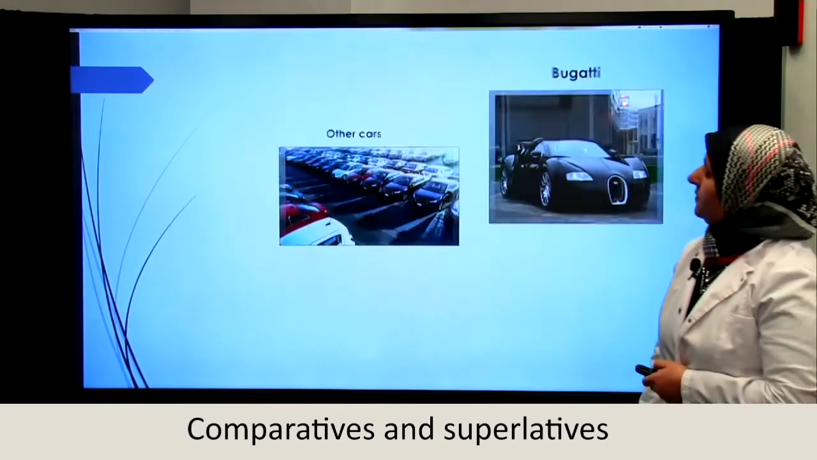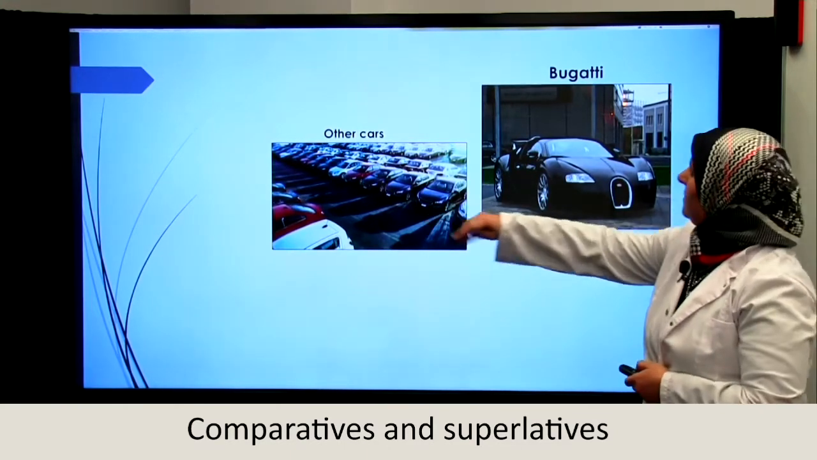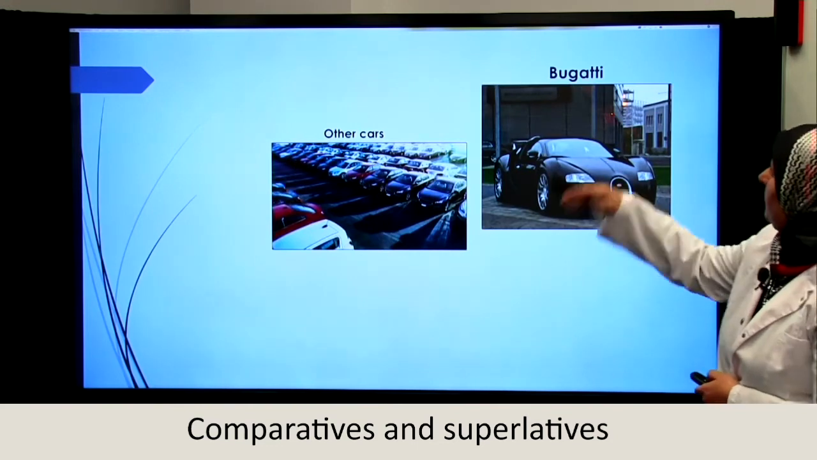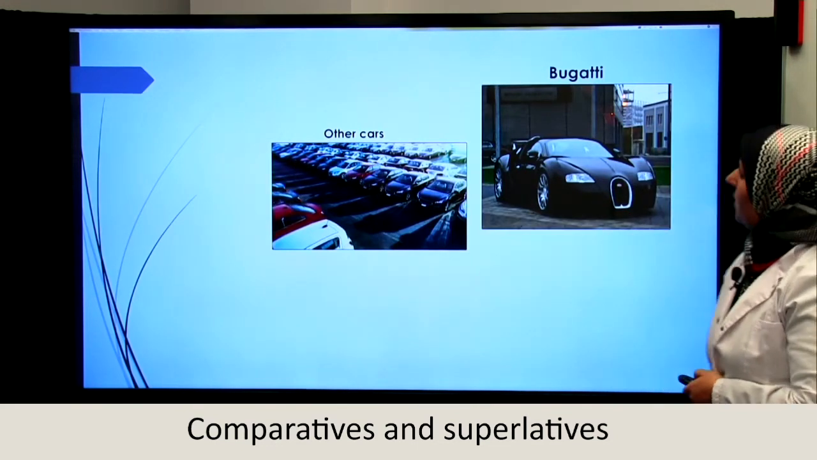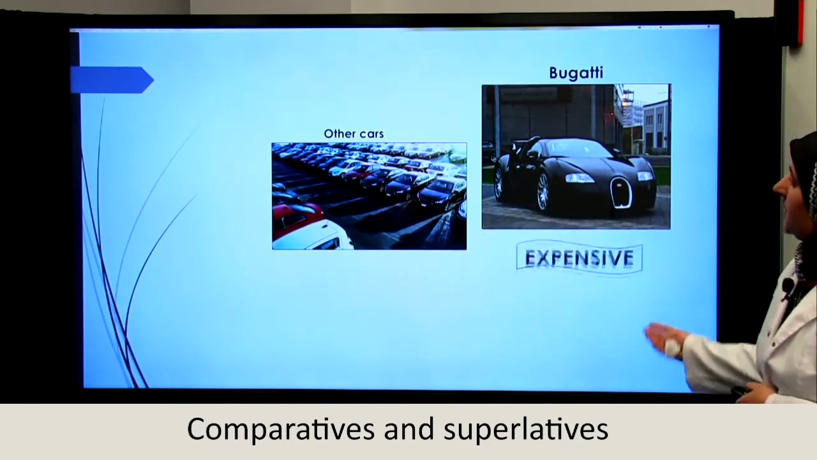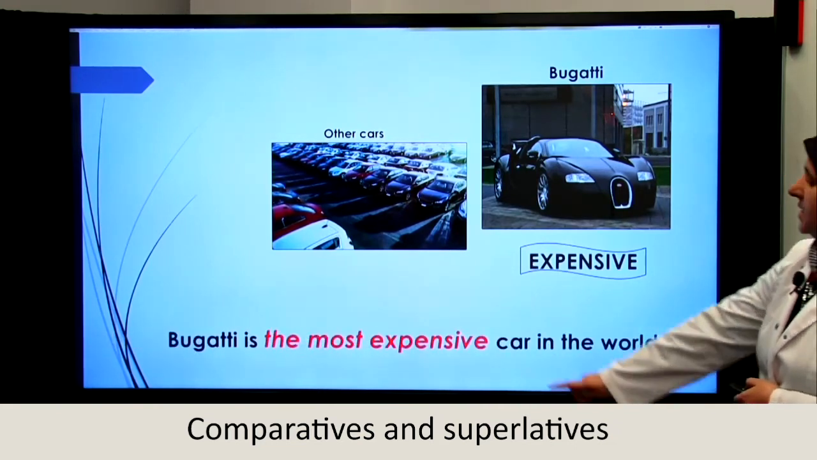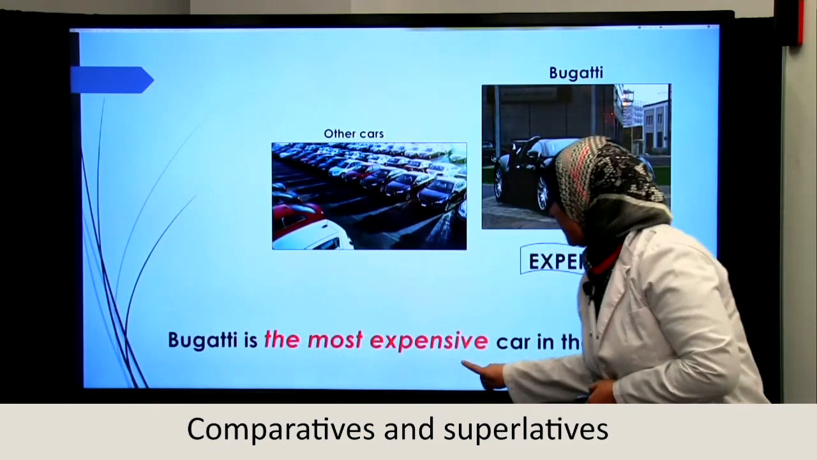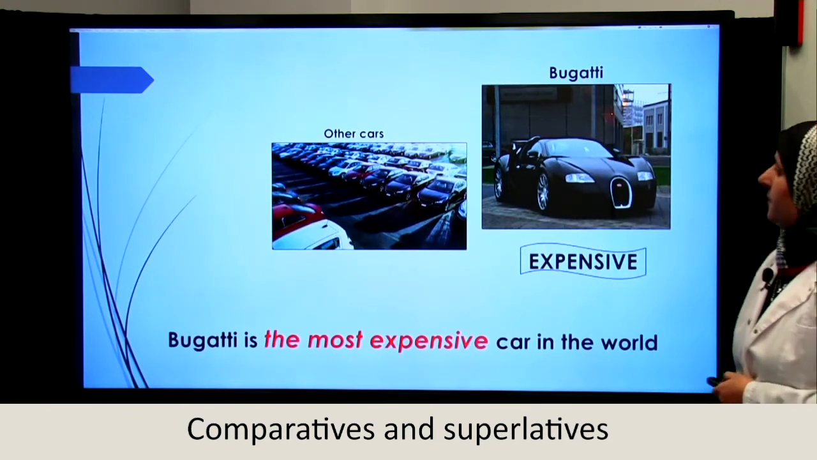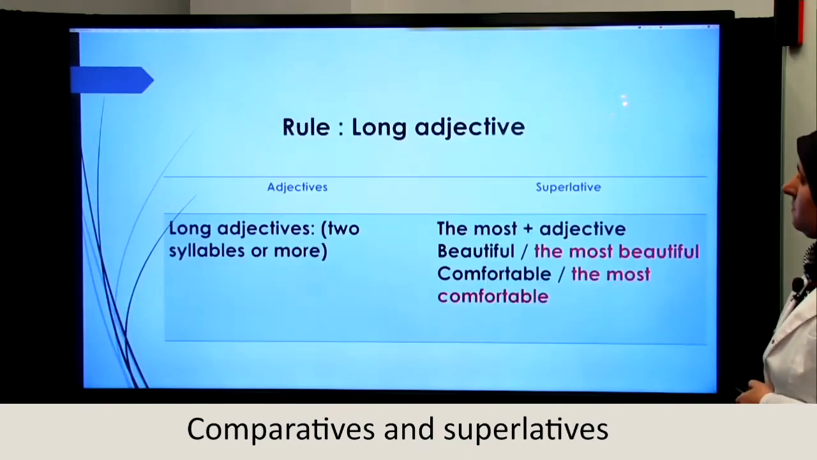Now look at this example. We want to compare a car to all the other cars. Now we are not comparing only two cars, we are comparing one car to a lot of cars. So Bugatti here is an example. We know that Bugatti is very expensive. We want to compare it to other cars. So we're going to say Bugatti is the most expensive car in the world, because expensive here is a long adjective.